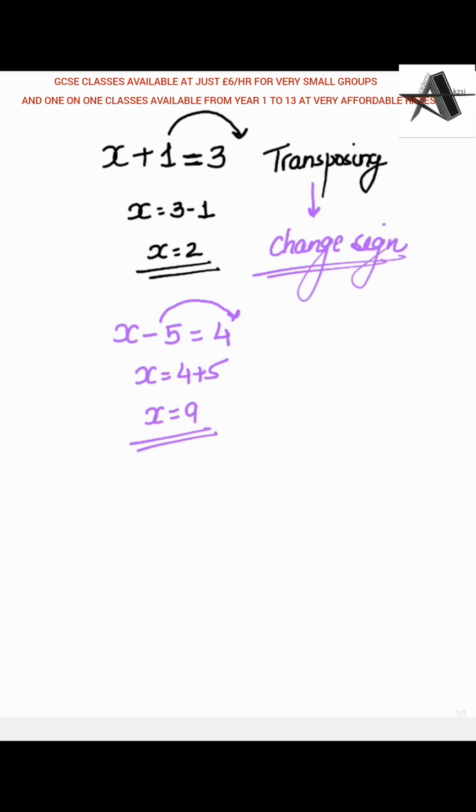Second, as I said, is cross multiplication. Transposing is done when positive or negative operators are there. Next is cross multiplication. Cross multiplication is done when a multiplication sign or a division sign is there.